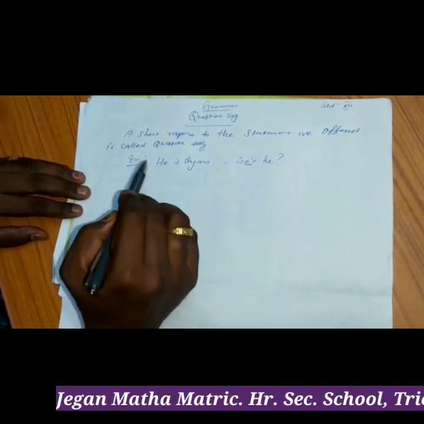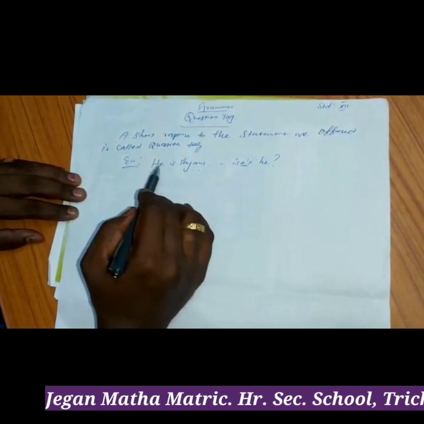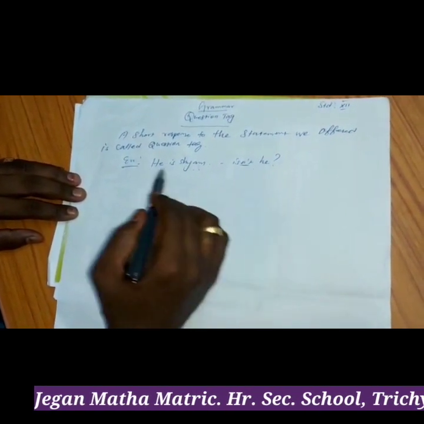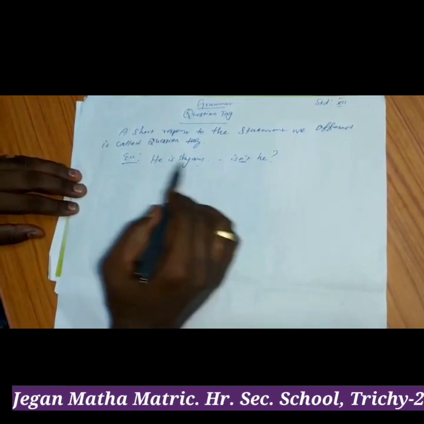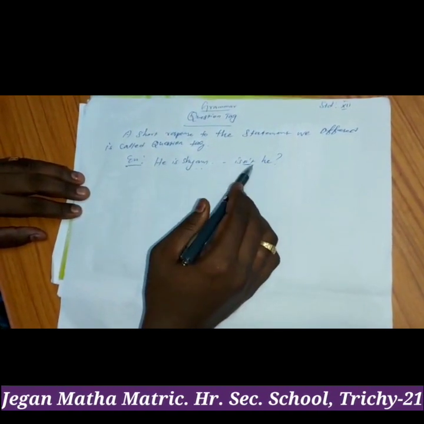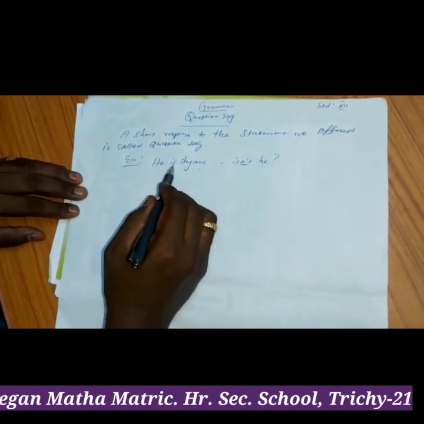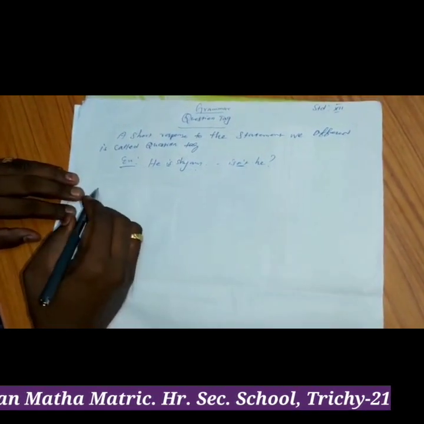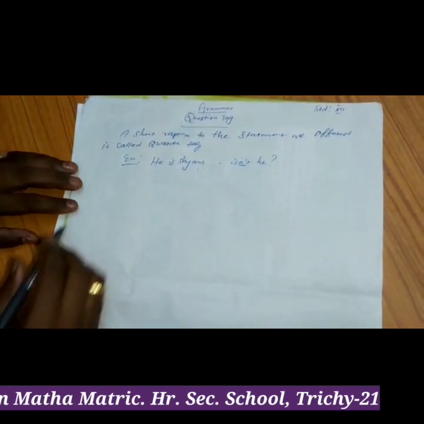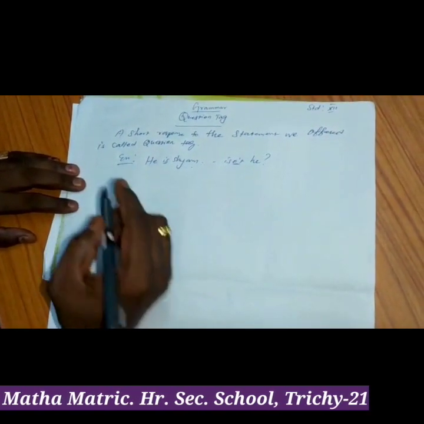Suppose the subject is any one name, we can use a pronoun, whether it is male or female. Here it is male, so he. He is Shyam, isn't he? Because the auxiliary verb is "is", the tag is isn't he. Just let me give a few examples. Auxiliary verbs, then question tag.